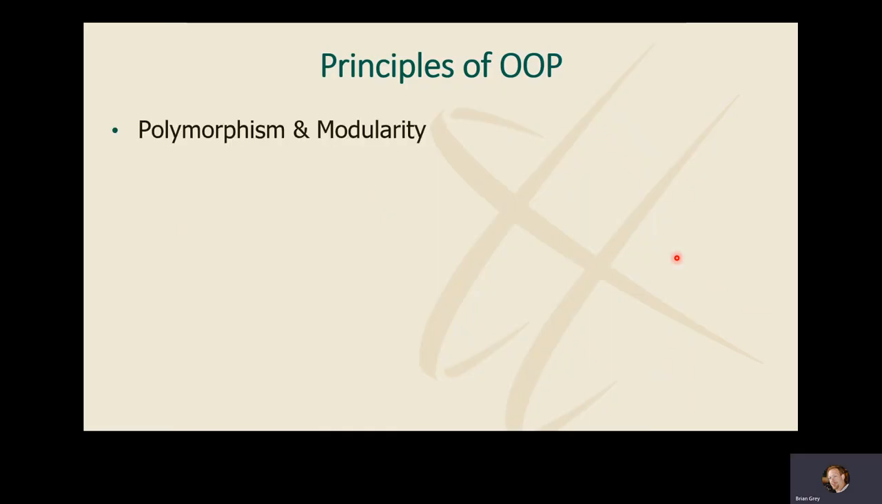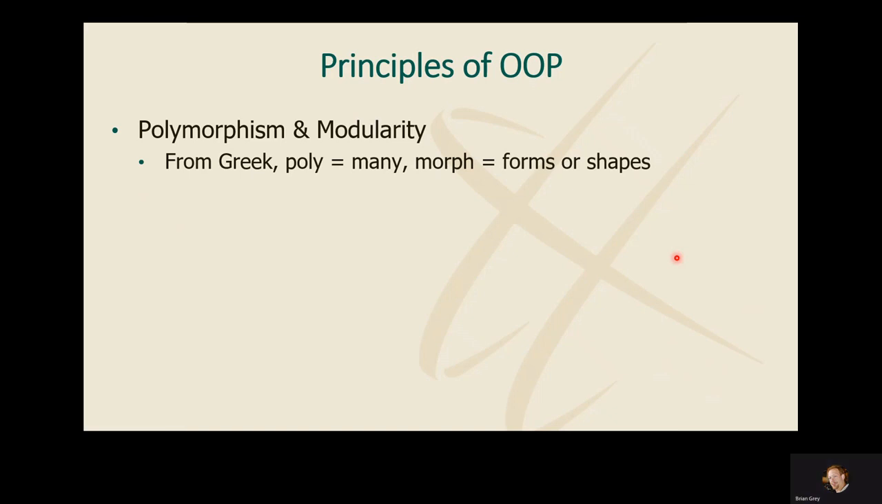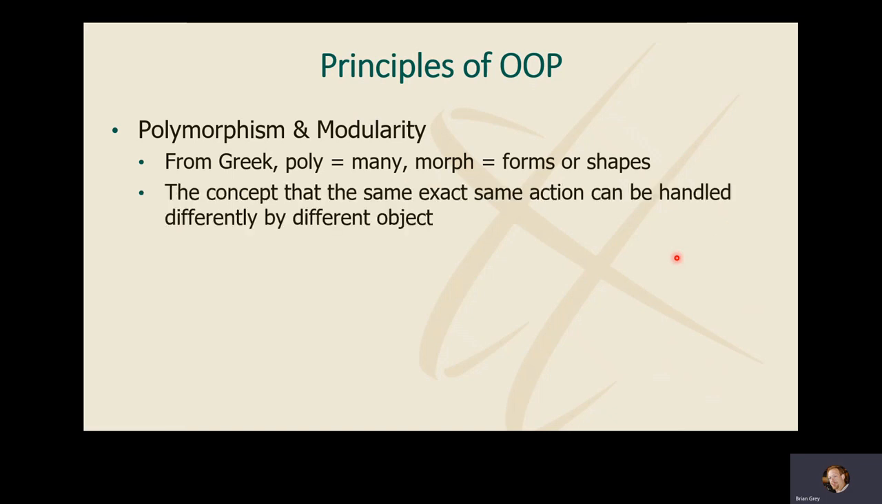Finally, we have the ideas of polymorphism and modularity. Okay, so polymorphism. For the polyglots, poly, that's a clue. For the polyglots in the room, what does this mean? Oh, we got the Greek, right? Poly for many, morph, form or shape, many forms. Polyglot, right? Many tongues. Glottal, your mouth. Polymorphism is the concept that the exact same action can be handled differently by different objects.